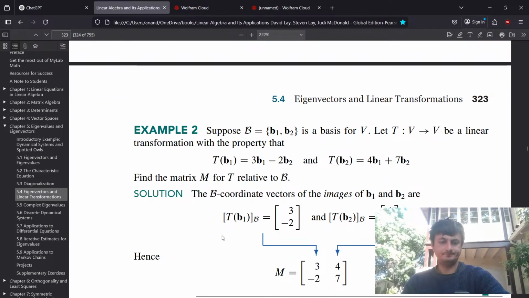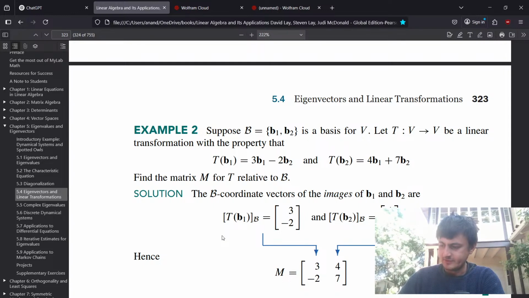All right, now we get an example. Suppose B is a basis for V. Let T from V to V be a linear transformation with the property that b_1, b_2 is a basis of V, and T from V to V is a linear map such that T of b_1 is equal to 3b_1 minus 2b_2, and T of b_2 is equal to 4b_1 plus 7b_2.